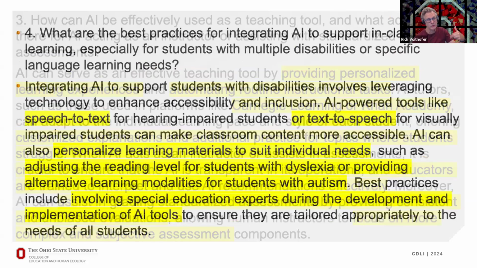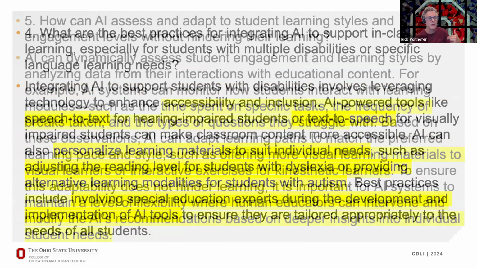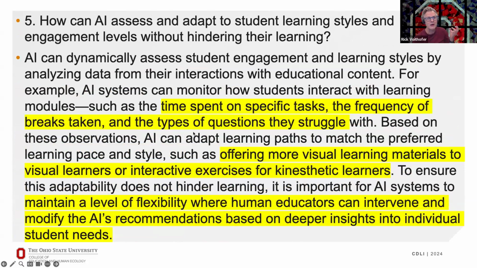And go to the fifth one. The fifth one was, how can AI assess and adapt to student learning styles and engagement levels without hindering their learning? And it gave me this answer that talked about visual learners, interactive kinesthetic learners, maintaining flexibility.